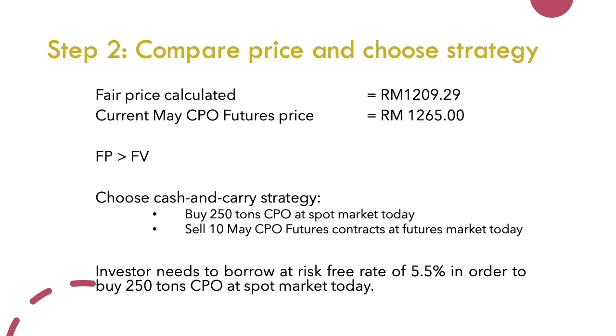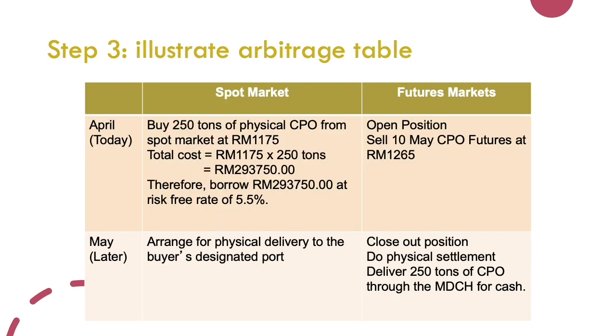In the cash and carry strategy, you need to buy spot and sell futures simultaneously. Buying spot means you need to buy 250 tons of CPO in the spot market today. At the same time, you need to sell 10 May CPO futures contracts in the futures market today. The arbitrager is a speculator, and speculators don't have the money to buy 250 tons of CPO in the spot market today. So the arbitrager needs to borrow at the risk-free rate of 5.5% in order to buy 250 tons of CPO at the spot market today.